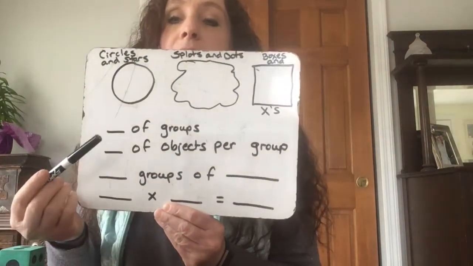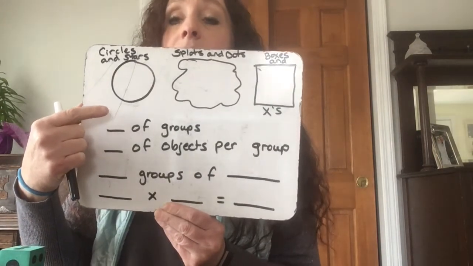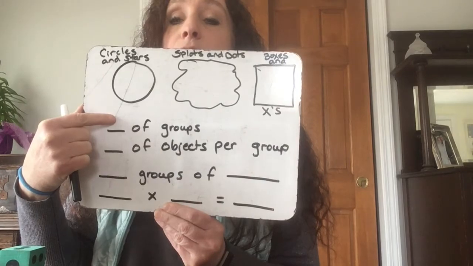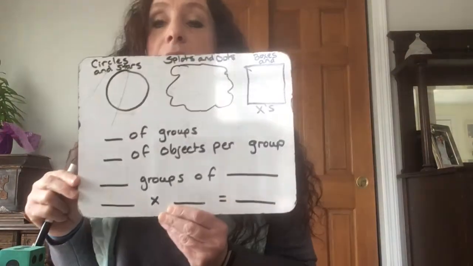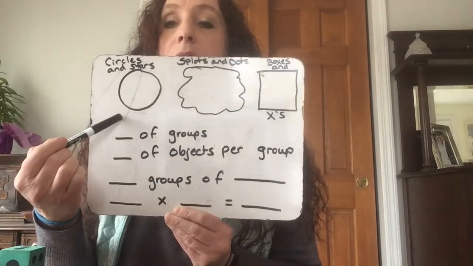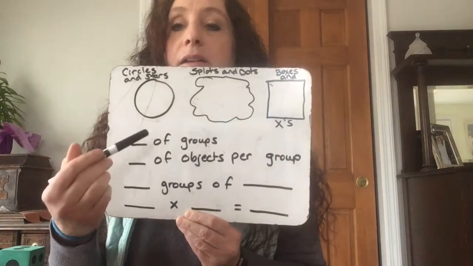But the purpose of the game is to first of all roll or flip a card or roll a dice and write down the number of groups. So first of all, if I rolled a 7, I would draw 7 circles or 7 splots or 7 boxes. That 7 would go here. Let me write that down for you.